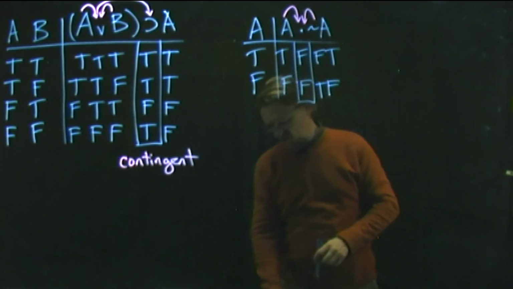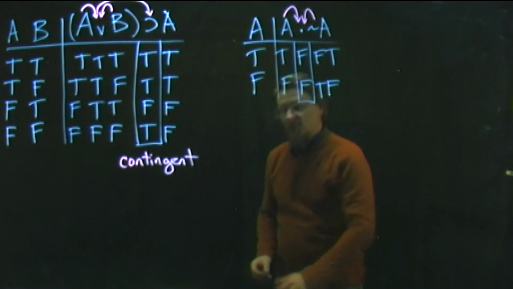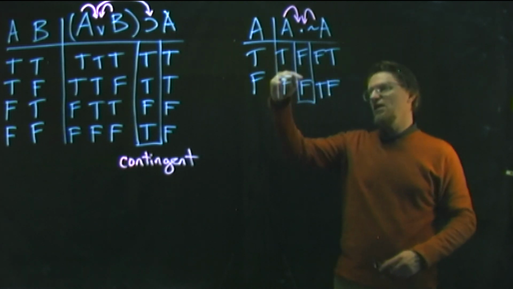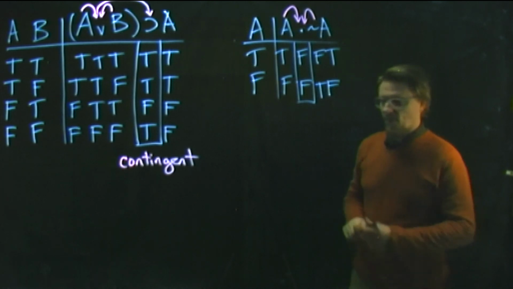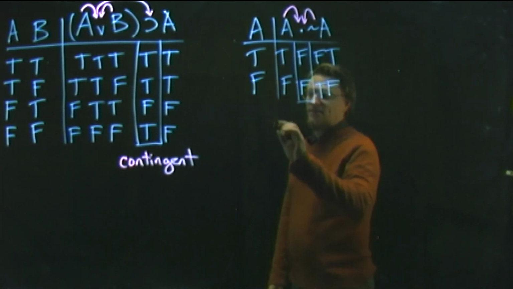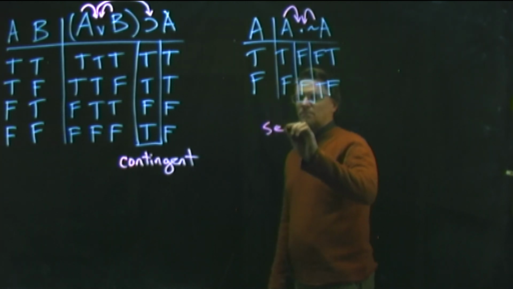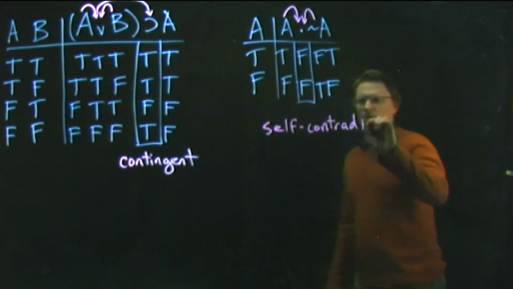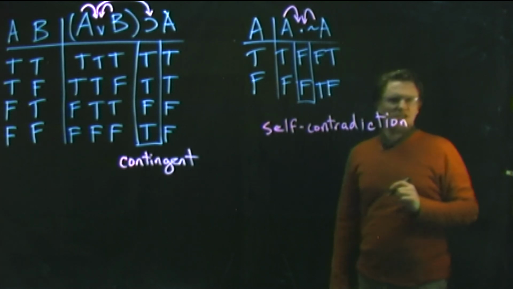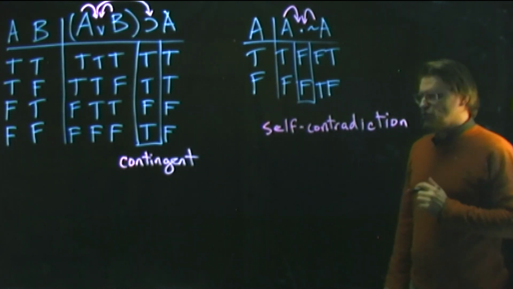And of course, what this all means then is that this is a statement, obviously, that cannot possibly be true. It's always false, as we see here. We have a word for that. As you see, this is called a self-contradiction, a self-contradiction.